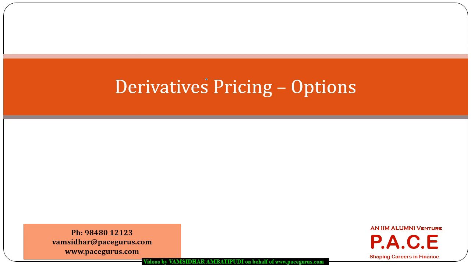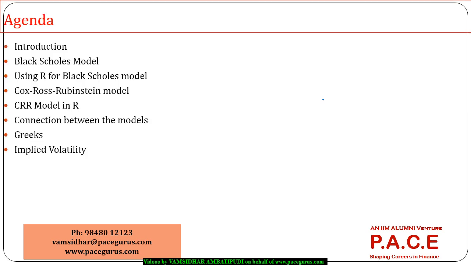In this session, let's look at pricing of derivatives and especially options, one of the most important and most complex kinds of derivative instrument. We'll use different kinds of mechanisms to find the values of the option and how we compare it with the market prices, and a few other aspects relating to the pricing of the derivatives. So this is what we would cover in this session.